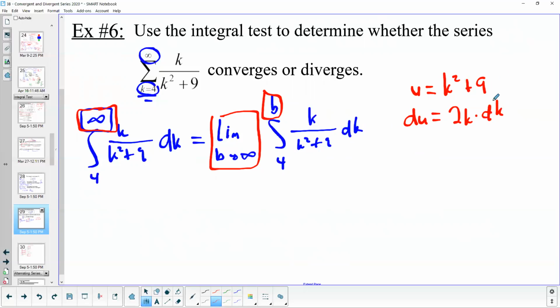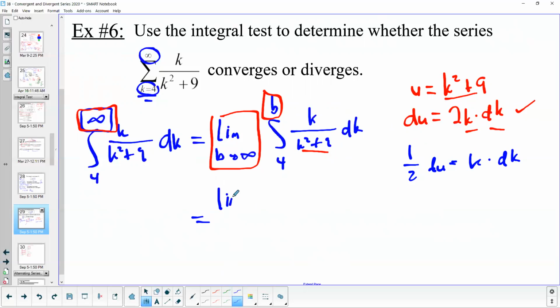And then we'd like to substitute these values in here to essentially kick out all the k's. The problem here is I've got k and dk, which are here and here. I've got k squared plus 9, but now I've got this extra 2 that's floating around in the substitution. So to get rid of that, we're going to multiply both sides by 1/2. So we get 1/2 du equals k times dk. And there are our substitutions.